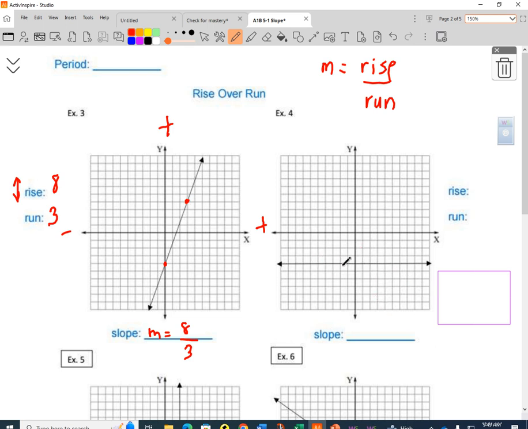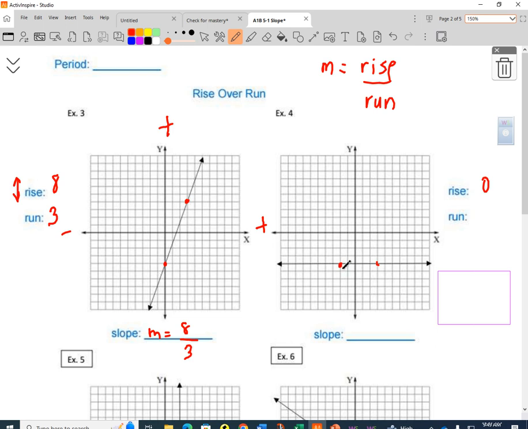We're going to take, I'm going to go 2 to the left, and 1, 2, 3 to the right. Right, so we got these 2 points, right? So how far am I going to go up or down to get to the other point on the line? 0. So my rise is 0.